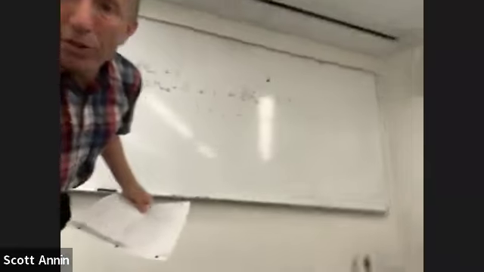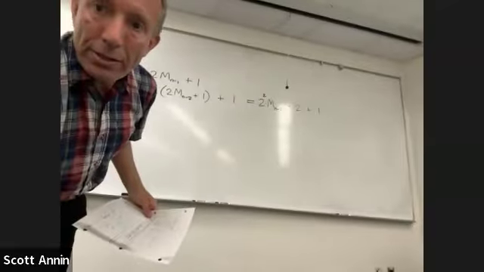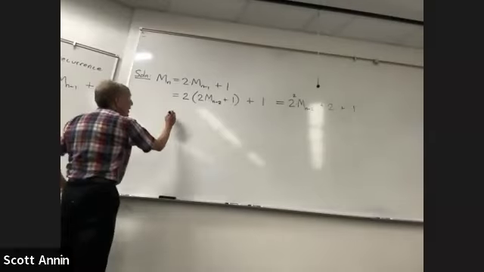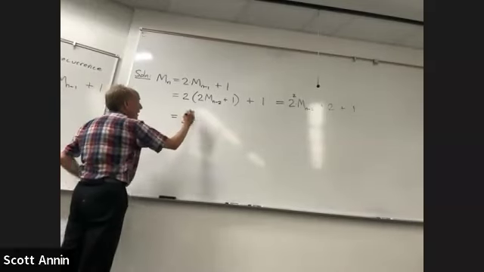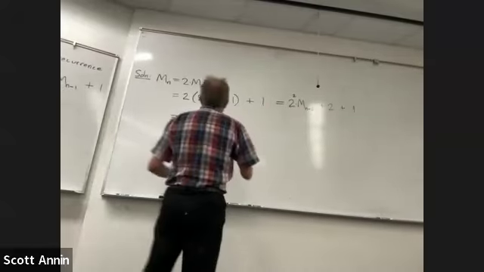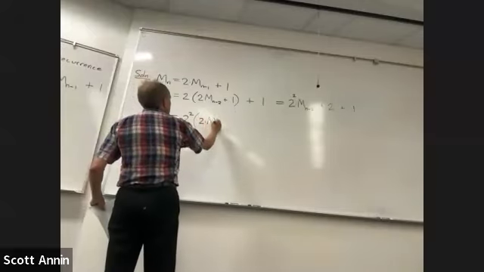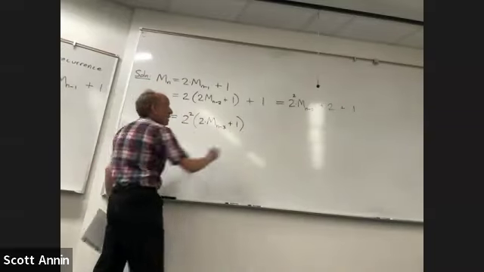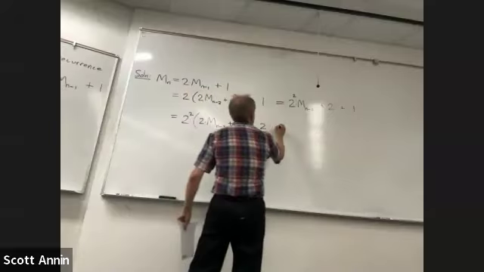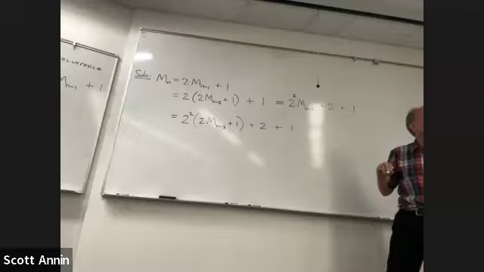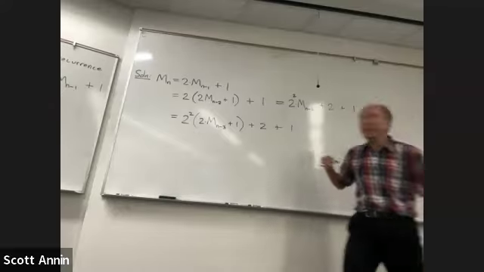Sorry, I'm just going to move this over here. Now I'm going to do the same thing again. I have 2 squared, and where I see the m sub n minus 2, I'm going to replace that with 2 times m sub n minus 3 plus 1. And then I'm just going to add the 2 and add the 1. Is everybody following this? You okay?